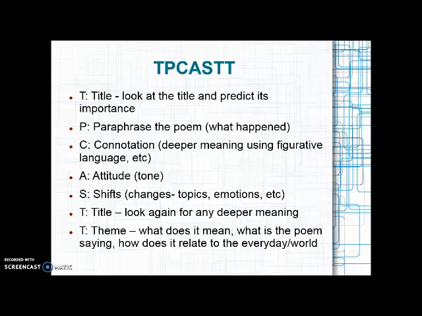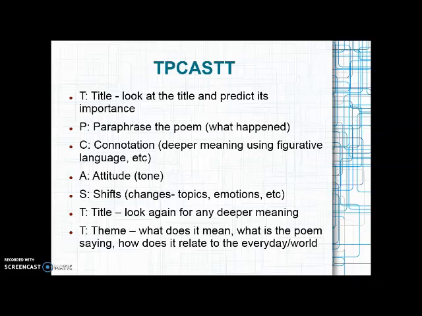Then we see connotation. This is when we look for the deeper meaning using figurative language. Is there a simile? Is there a metaphor? What can we find here? Are there symbols that we need to look for that might have a deeper meaning for us when looking at the meaning of the poem?